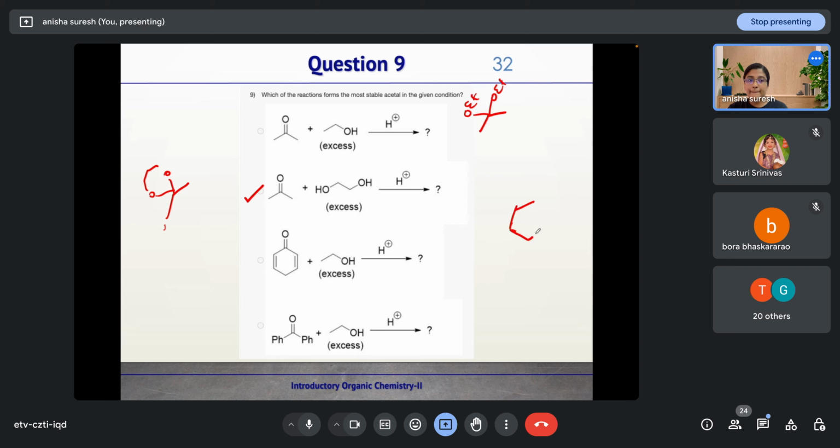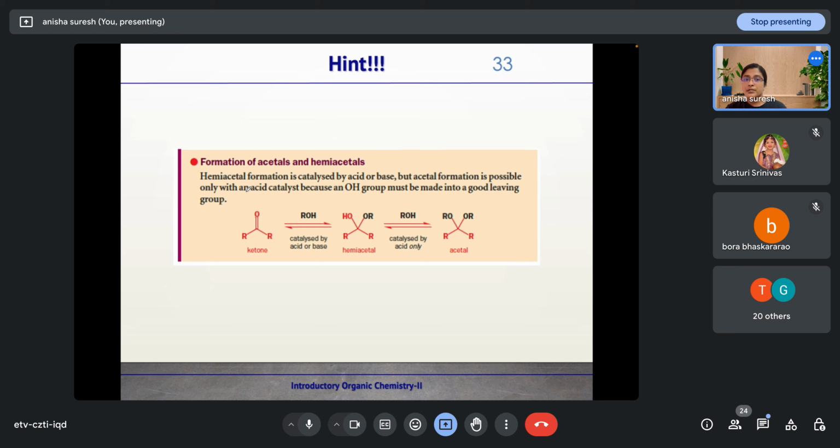Here also we will be getting OEt, OEt. Here also we will be getting. So this is the cyclic acetal that is forming. So the formation of cyclic acetal will be favored. Hence B will be the right option. So this is how acetals are formed.